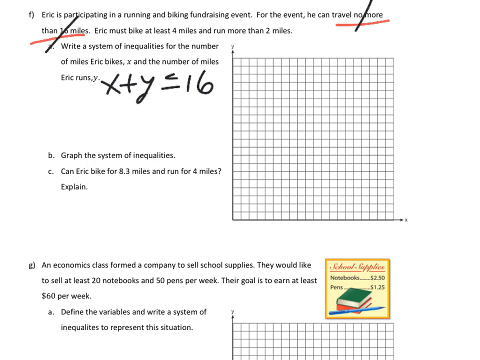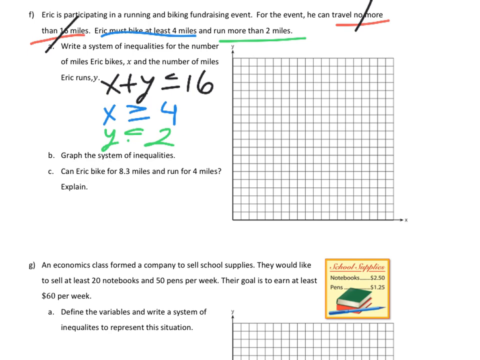Eric must bike at least 4 miles. Well, biking is X, at least 4 miles, so he can bike 4 miles or more, so X must be greater than or equal to 4. And that last piece, and run no more than 2 miles. So running is Y, no more than 2. So we can run 2 or less, so Y is less than or equal to 2. For this we have 3 inequalities.